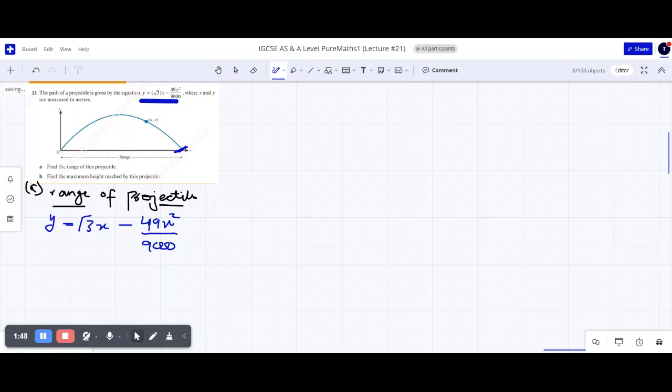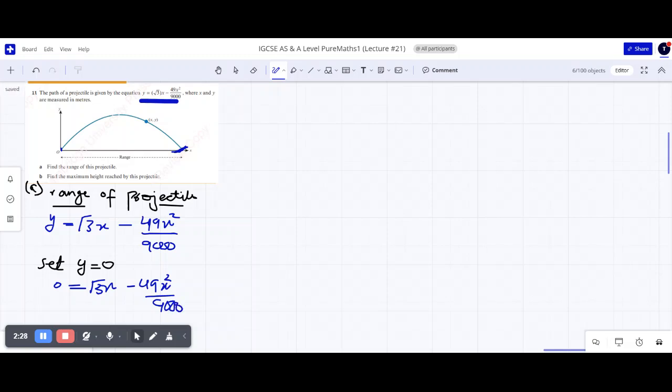At this position, the y value is 0 when the projectile comes back to the ground, because at the ground we have the horizontal path only. So we will set y equals to 0. Now our equation would be 0 equals root 3 x minus 49 x squared divided by 9,000.